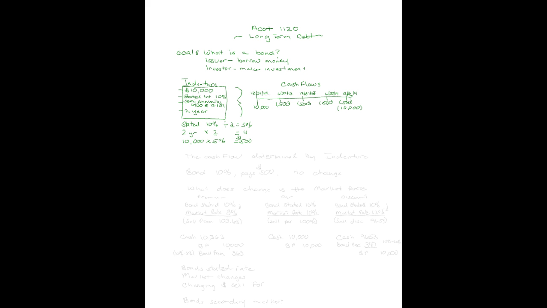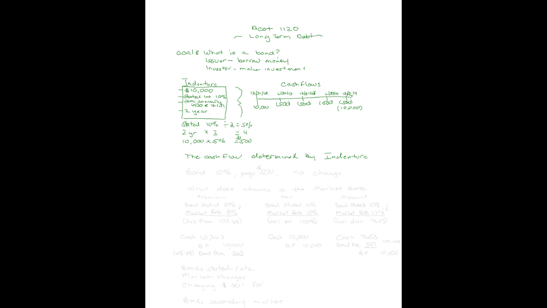So the cash flow is determined by the indenture, and it never changes. And the indenture is the contract. So the cash flow never changes. So we're going to use that cash flow for our examples, and it's never going to change. It's a contracted amount.